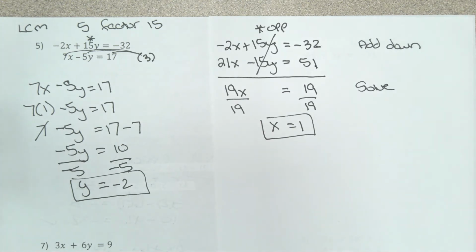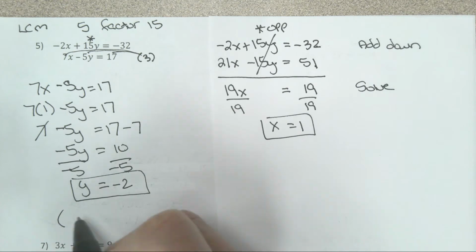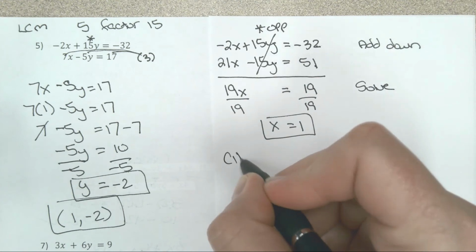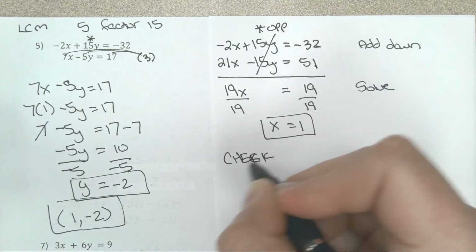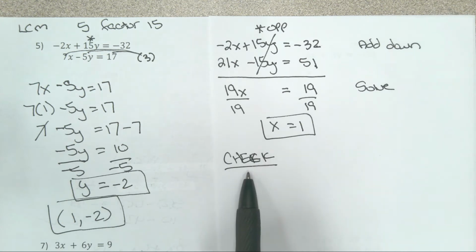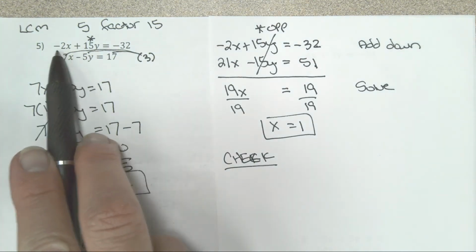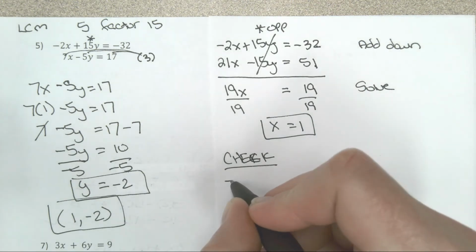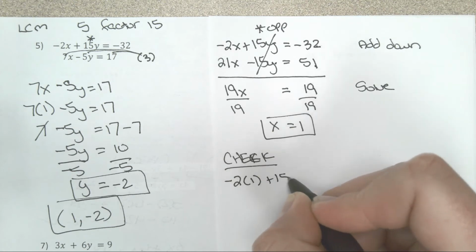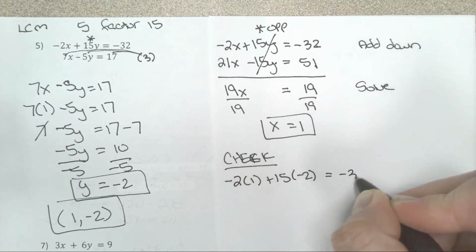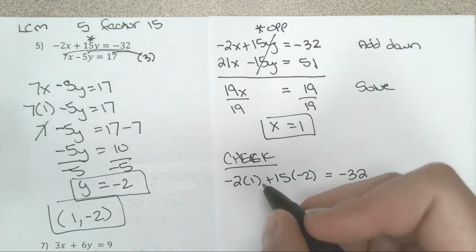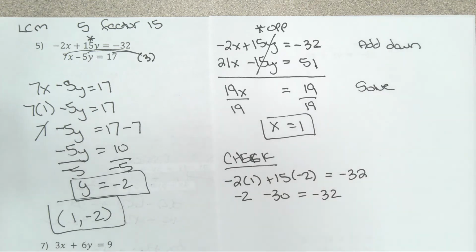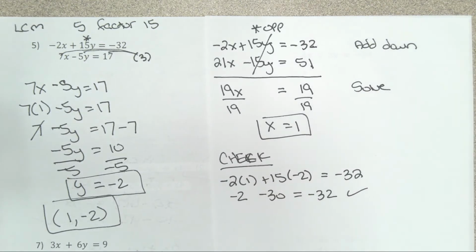You have to write all of your answers as an ordered pair. So the answer is 1, comma, negative 2. You really need to check and make sure it works in both of them. So into this top equation, plug 1 in for x and negative 2 in for y. Negative 2 times 1 plus 15 times negative 2 equals negative 32. That's negative 2, that's negative 30 equals negative 32. That is a true statement. That one works.